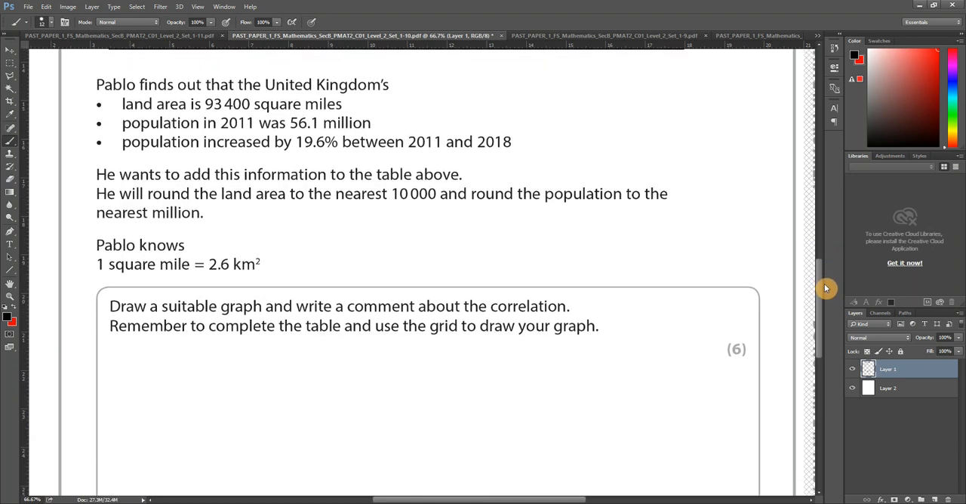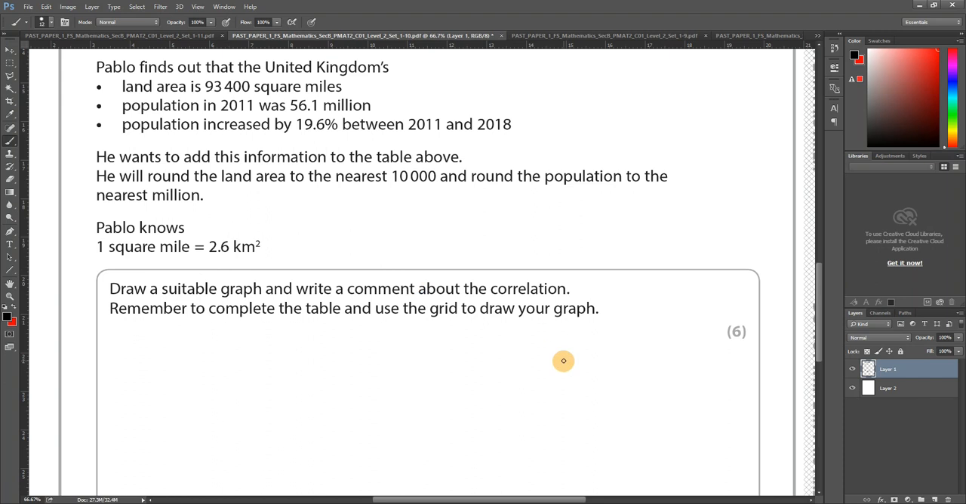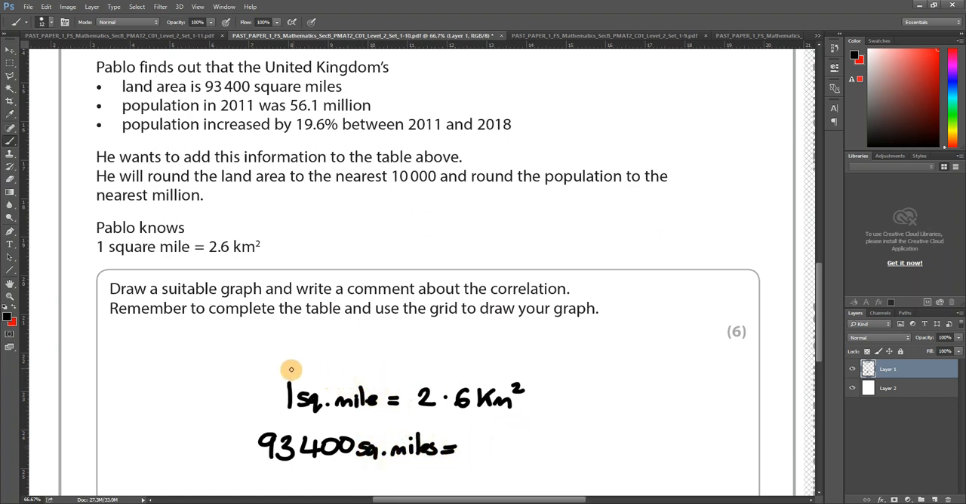So let me use this conversion here. I'm going to write that here: 1 square mile equals 2.6 kilometers squared. That's what we're told. We're going to change 93,400 square miles. I'm going from 1 to 2.6, so to get from 1 to 2.6, I'll have to times by 2.6. So I'll have to do the same going this way: times by 2.6.